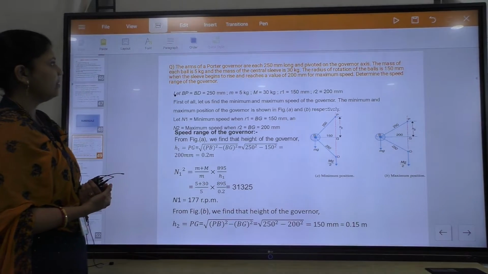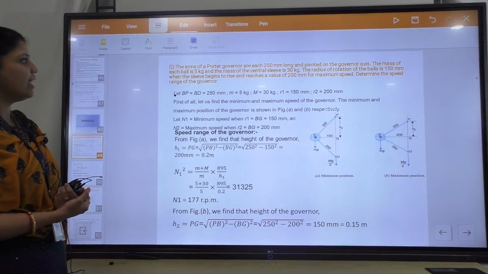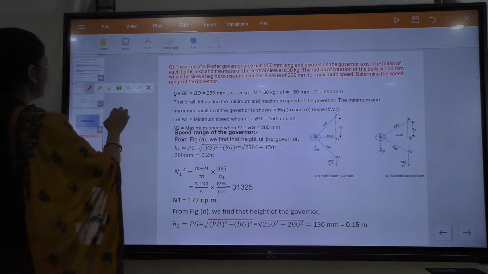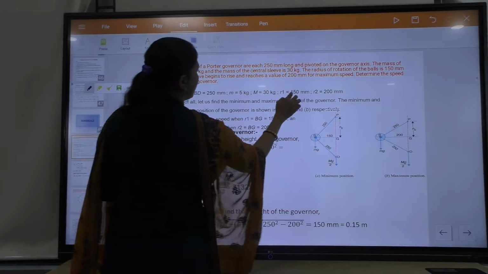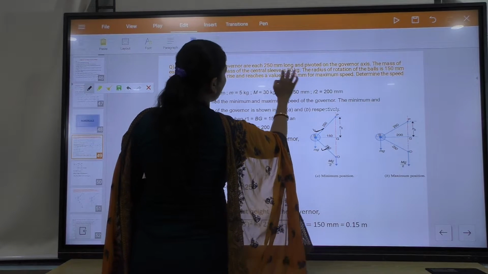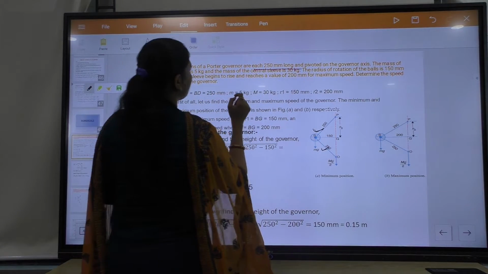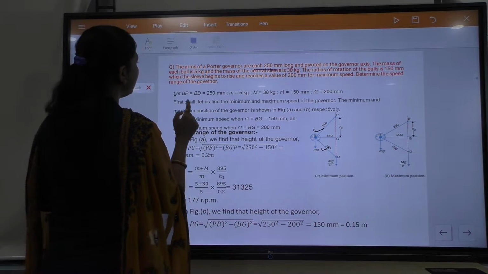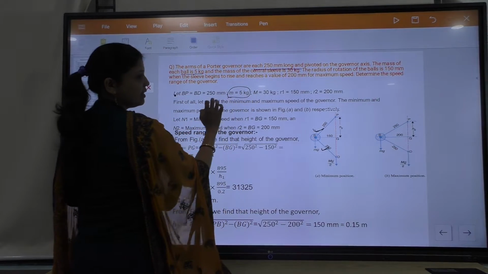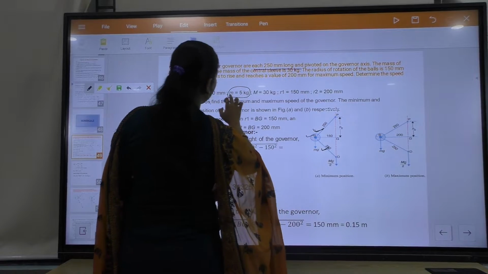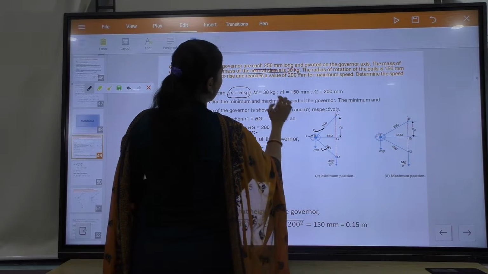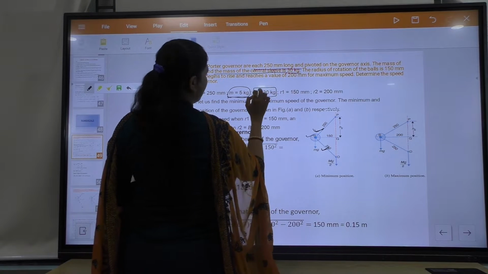The question says the arms of the Porter governor are each 250 mm long. That means this arm and this arm, or link, are both 250 mm long according to the question. Again it says the mass of each ball is 5 kg, that means your small m is 5 kg. This mass of fly ball is 5 kg and the mass of the central sleeve is 30 kg. So capital M is your 30 kg.